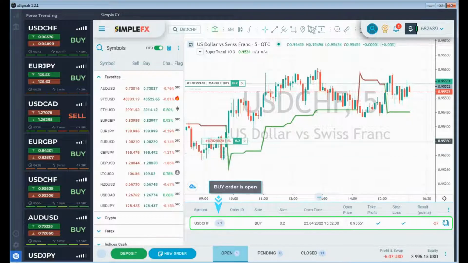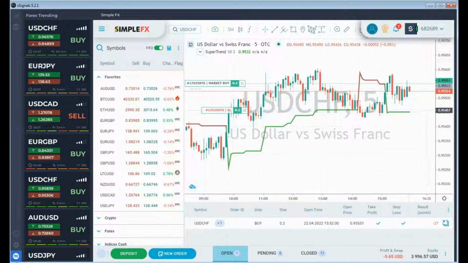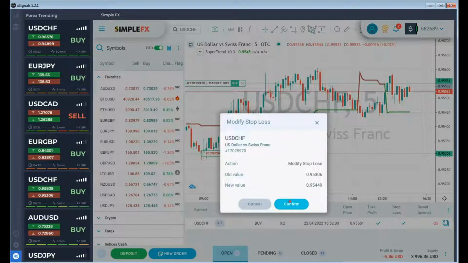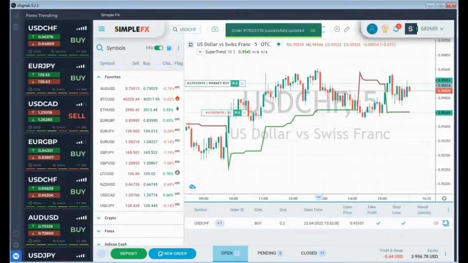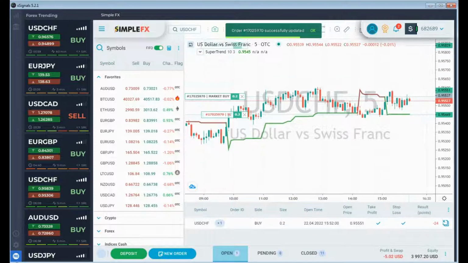The order is opened. Again we move stop loss to the indicator line. Take profit does not change. Let's check if the maximum calculated profit closes or not.